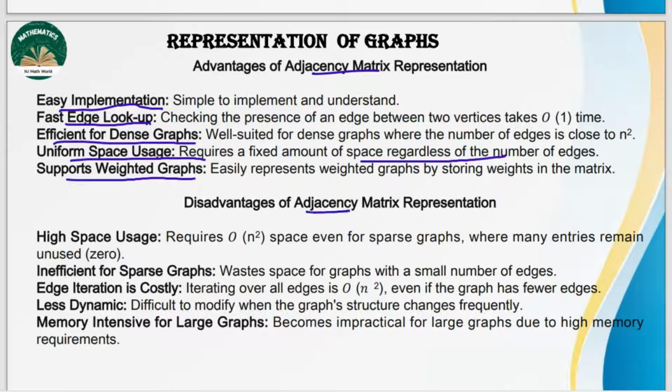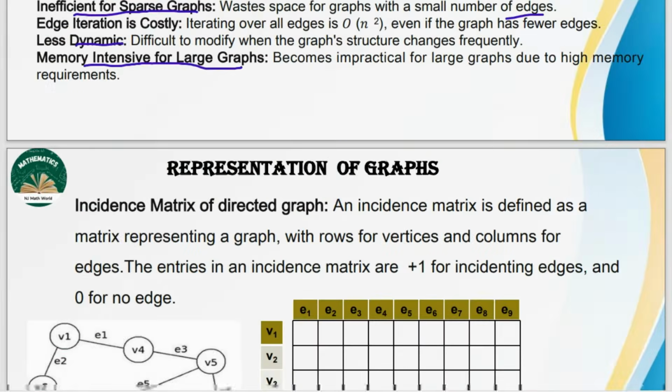Then disadvantages: high space usage. So we need to give more space for that. Inefficiency for the sparse graph. That is, space for the graph with a small number of edges is wasted. Edge iteration is costly. Repetition of the method is costly. Less dynamic. It is difficult to modify if you are changing the graph frequently. Then memory intensive for large graphs, so memory should also be more for the graph.